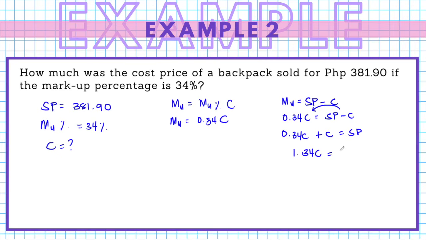And then we have the selling price, which we can also determine as 381.90, dividing both sides by 1.34. We can cancel this one. Then C is equal to 285 pesos. So the cost of the backpack is 285 pesos.